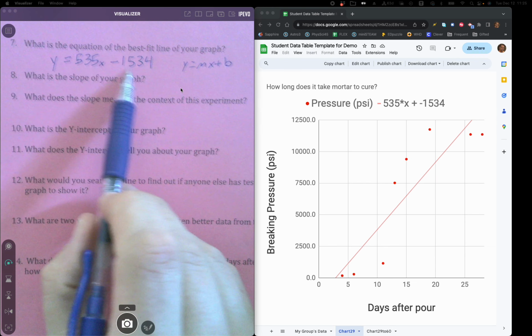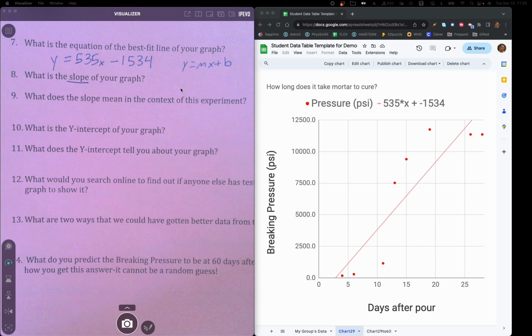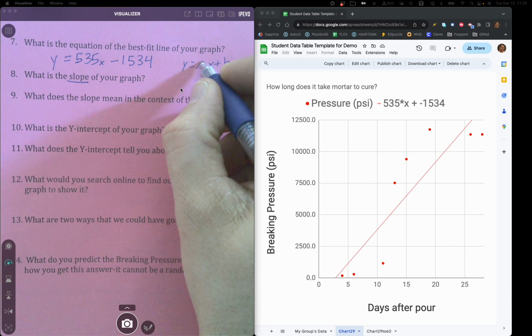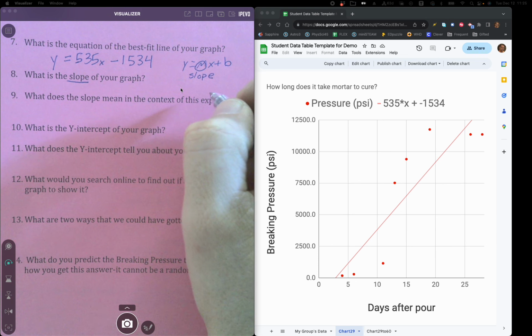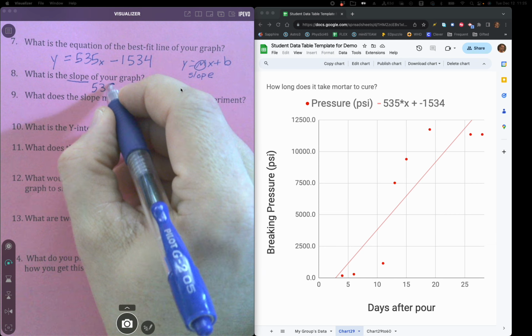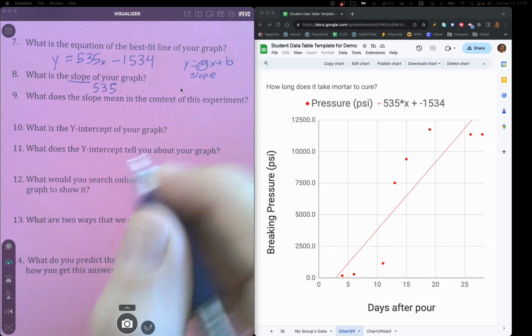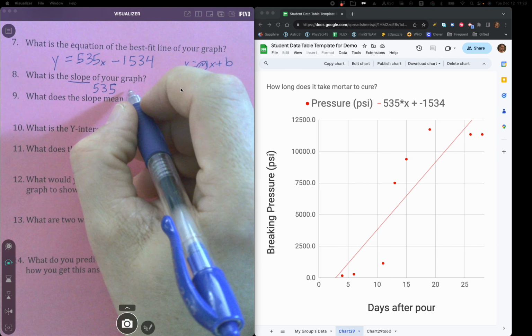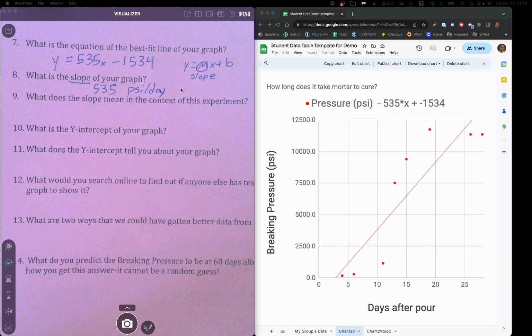So now we're using this information to answer the rest of these questions. Number 8 asks, what's the slope of your graph? Now, if you remember, slope is the m of y equals mx plus b. So the slope of my graph is 535. Because this is physical science, we apply the math, so it actually has to have units. And the units for the slope are psi per day.